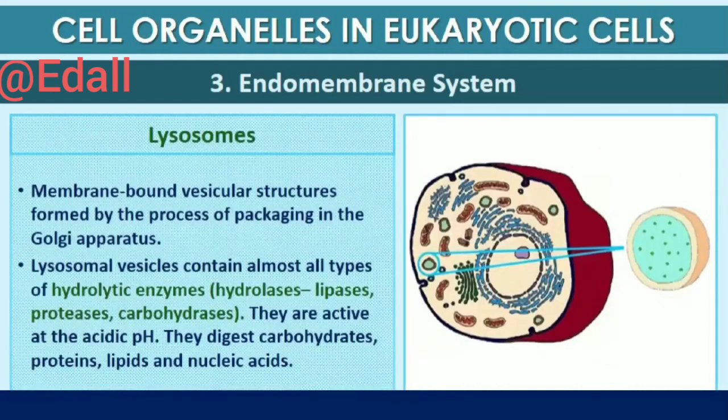8.5.3.3 Lysosomes. These are membrane-bound vesicular structures formed by the process of packaging in the Golgi apparatus. The isolated lysosomal vesicles have been found to be very rich in almost all types of hydrolytic enzymes: hydrolases, lipases, proteases, carbohydrases, optimally active at the acidic pH. These enzymes are capable of digesting carbohydrates, proteins, lipids and nucleic acids.